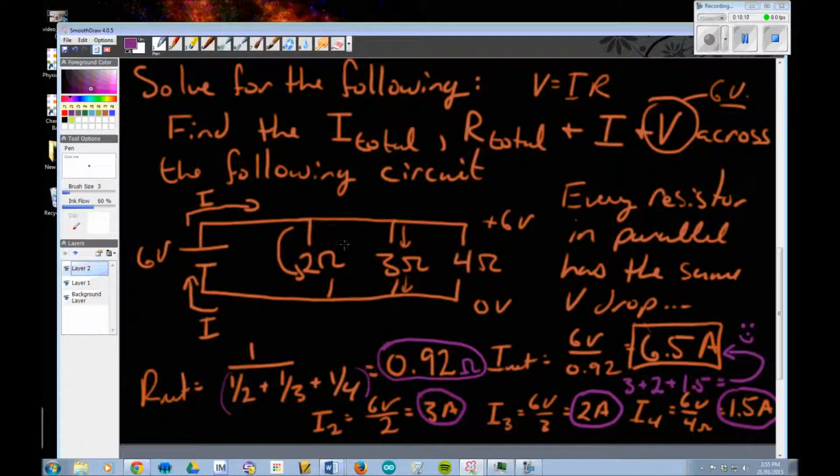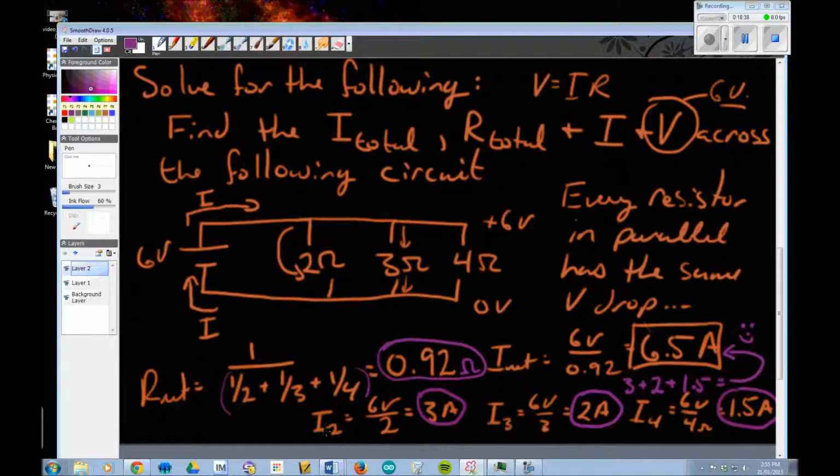This is multiple paths to ground. A series circuit would mean that the current would have to travel through all of these, around the loop. So the equivalent resistance of this circuit is 0.92 ohms. Therefore, I equals V over R. We should get about 6.5 amps traveling through this total.